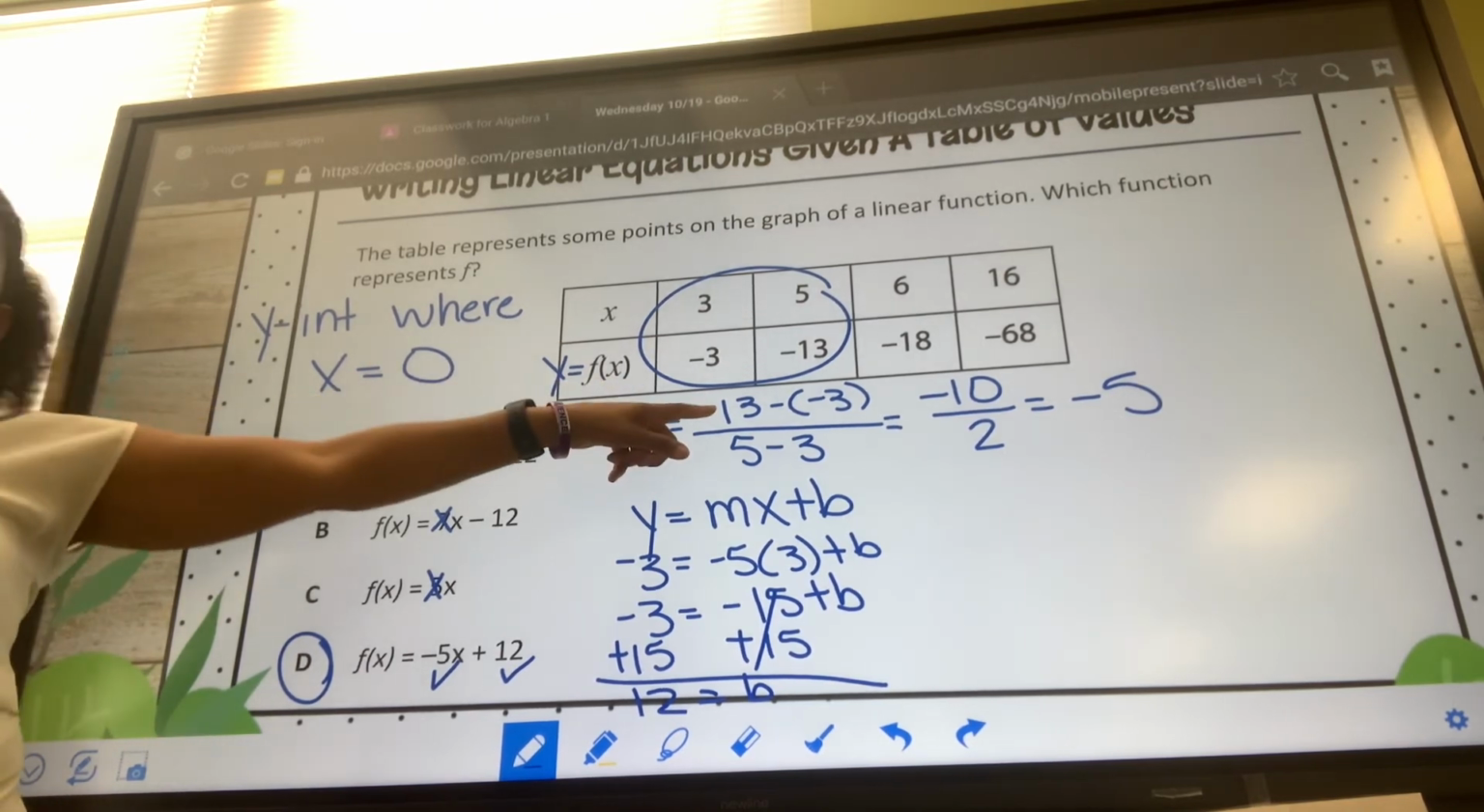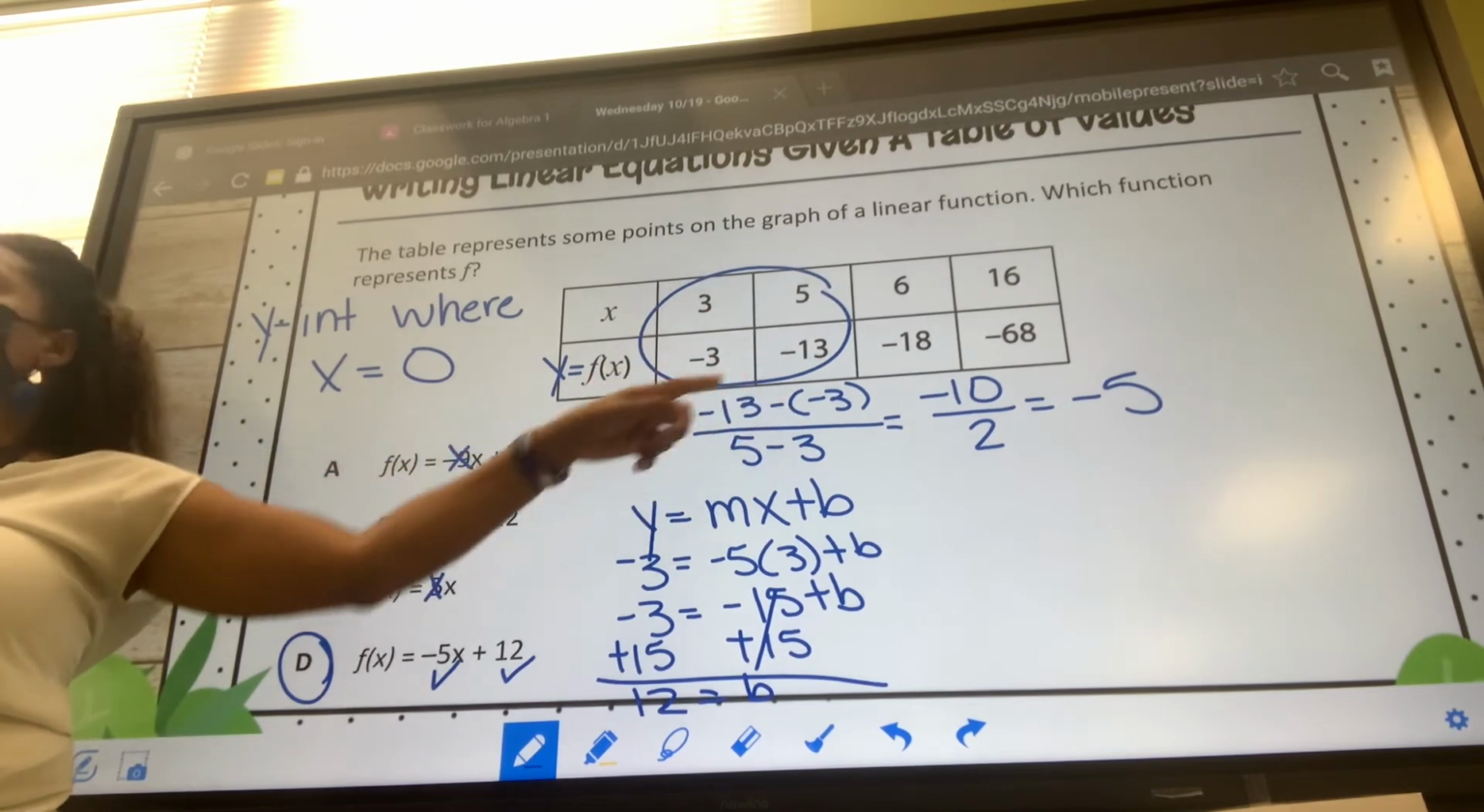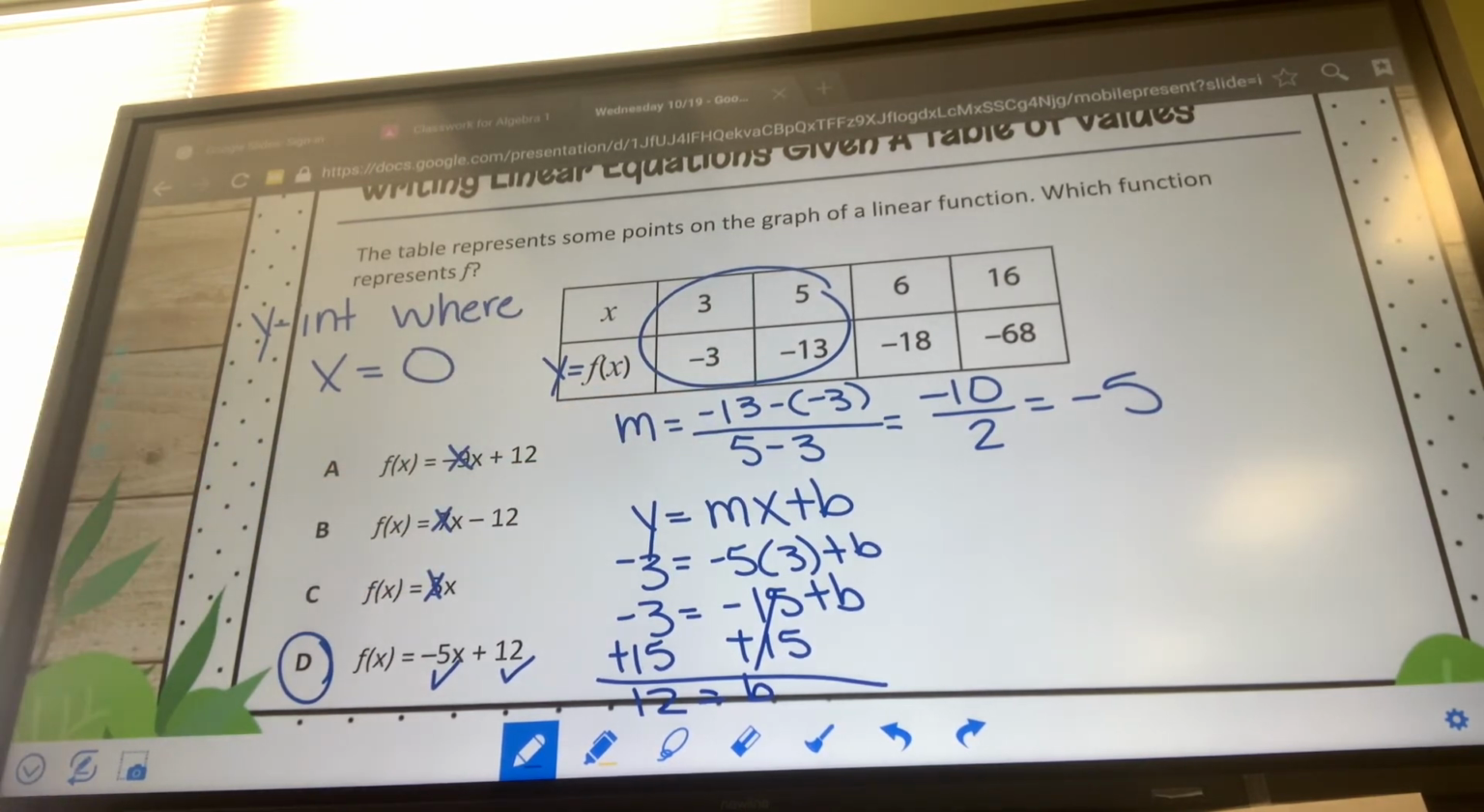Come on, y2 minus y1 over x2 minus x1. Hush, let her ask her question. I got you. Any other questions on this one? No. Please move on. All righty, that's fine. Last one.